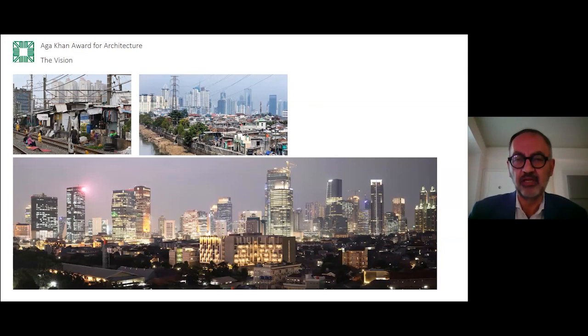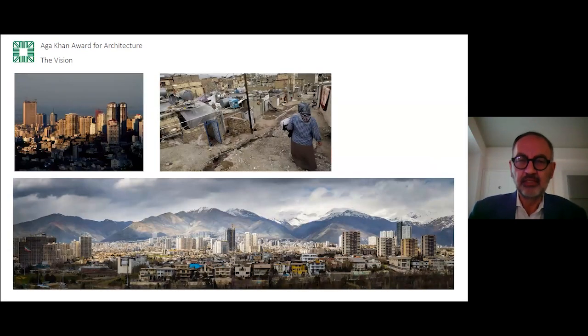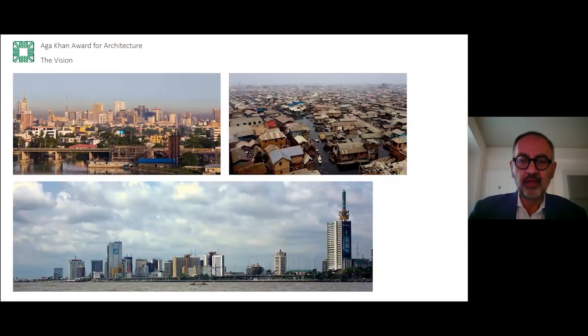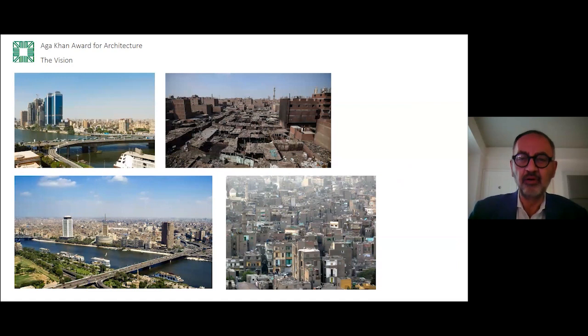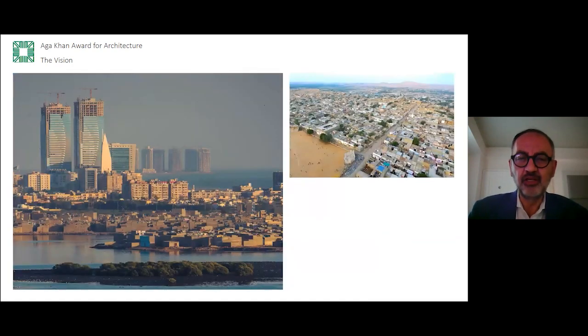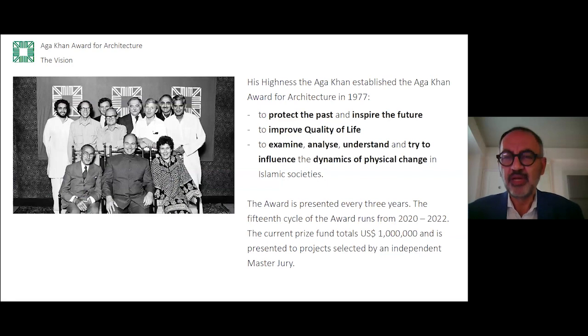I'll show you a set of cities, and for you it will be: which one is where? You're in Jakarta. You're in Tehran. You're in Lagos. You're in Cairo. You're in Karachi. Wherever you are, all these places look the same. And we cannot say that this was done by others. No, these buildings, these countries, these cities are built by the people. Maybe together with other architects and builders coming from the rest of the world, but in the end, the majority has been built by people from those countries.